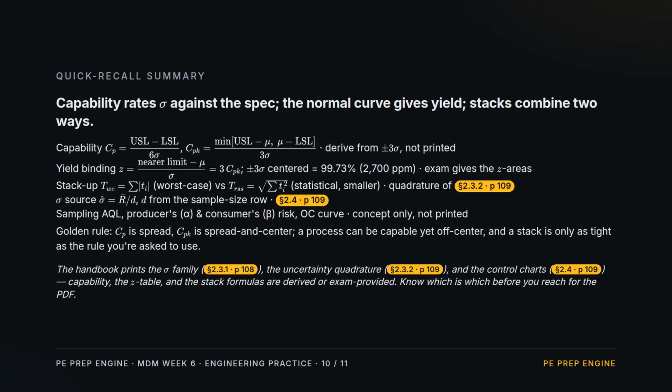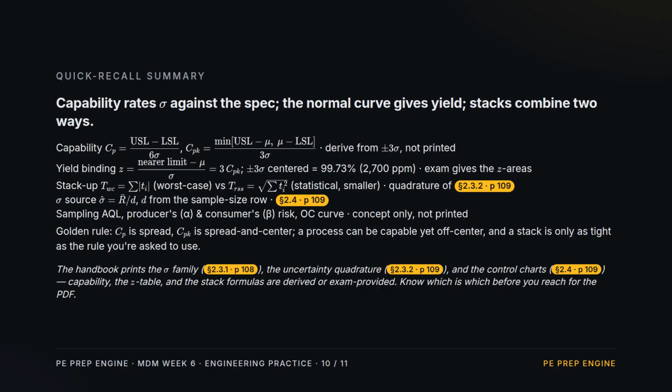Quick recall. Capability rates sigma against the spec. CP is spec width over 6 sigma. CPK uses the nearer limit over 3 sigma. Both derived from plus or minus 3 sigma, neither printed. Yield reads the normal curve at the binding Z, which equals 3 times CPK. A centered 3 sigma process is 99.73%, 2700 ppm, and the exam gives you the C areas.